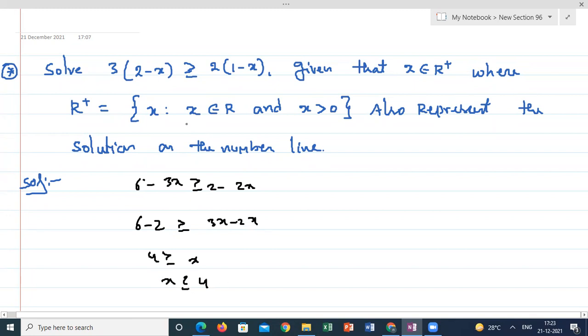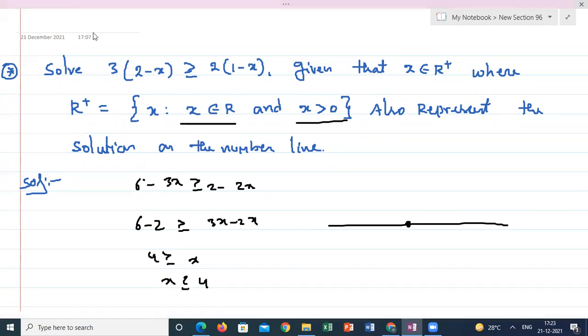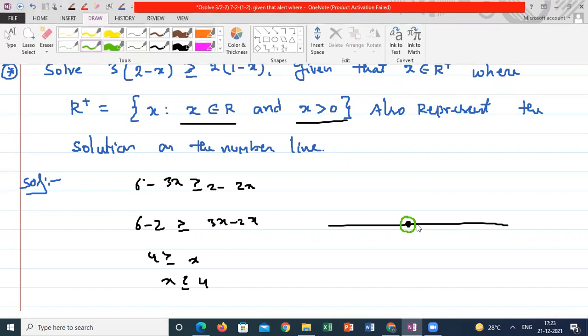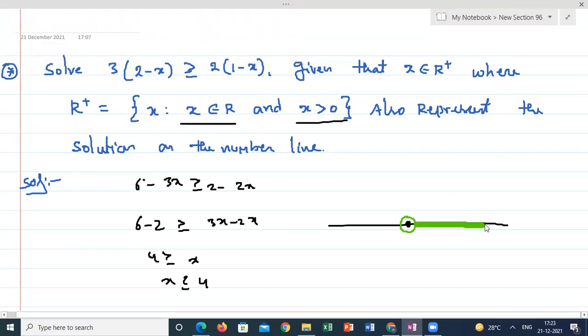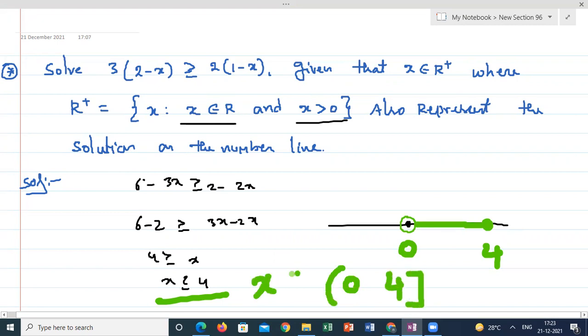But here the clause is x belongs to real numbers and x must be greater than 0. It's not equal to, so greater than means it's an open interval. So you can write the solution as 0 open interval, extending up to 4, less than or equal to, so closed interval. This is 0, this is 4. Or in interval form (0, 4], where 0 is open. X belongs to this interval. This is the solution set, and we represent it on the number line.